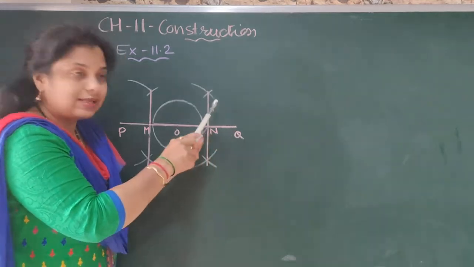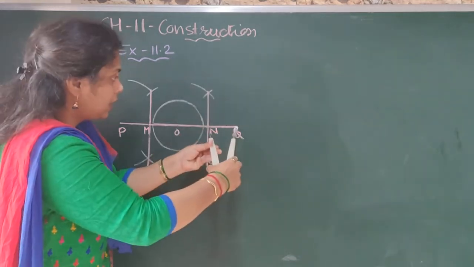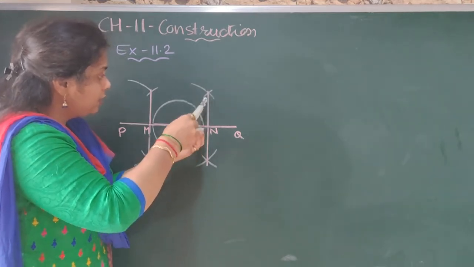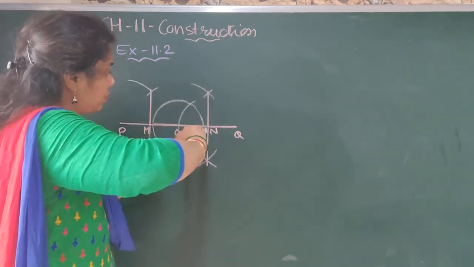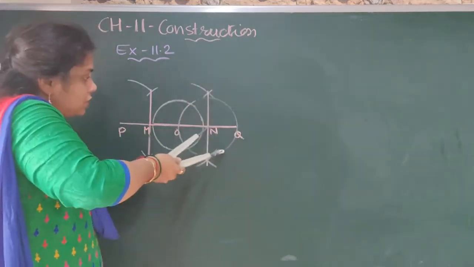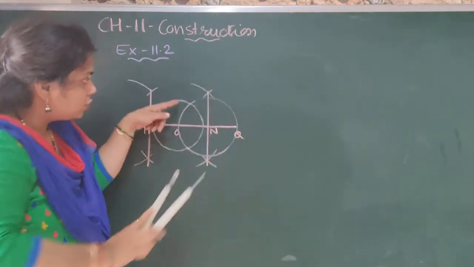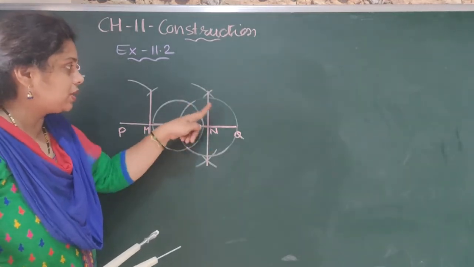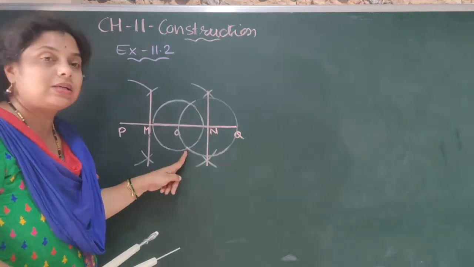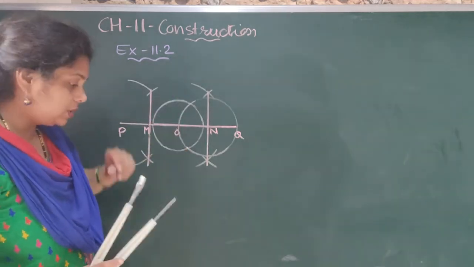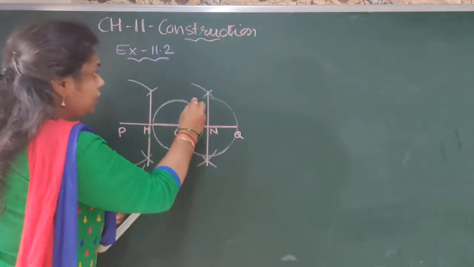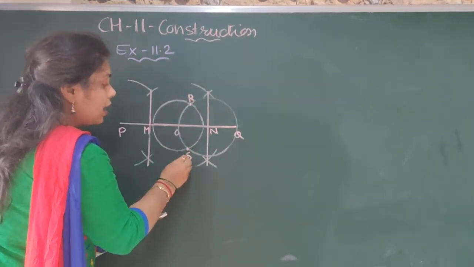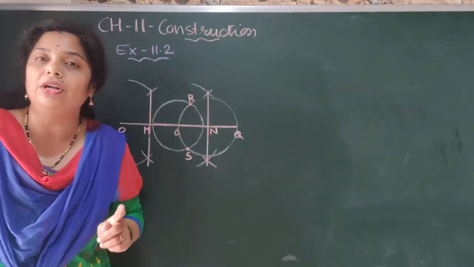With center N and radius NQ or ON, draw a circle again like this. So these two distinct points, have you seen? This new circle intersects the original, older circle at two distinct points, and we give them the names R and S. So these R and S are points of contact.